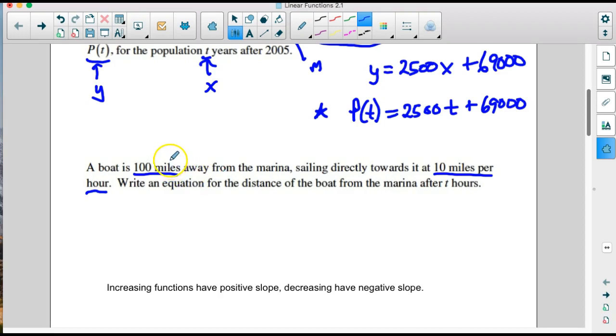So in this case, 100 miles, that's going to be an initial value. So our initial value here, this is our b value in the problem, or initial value.